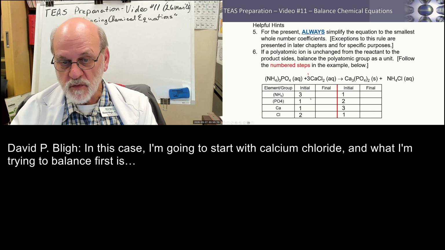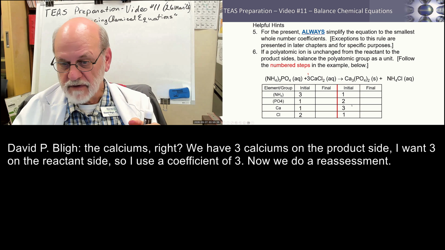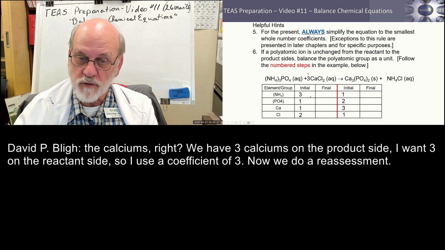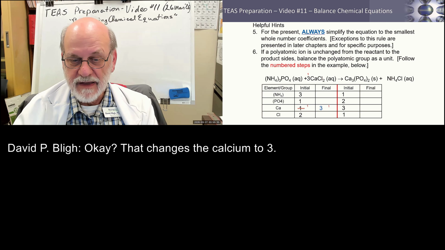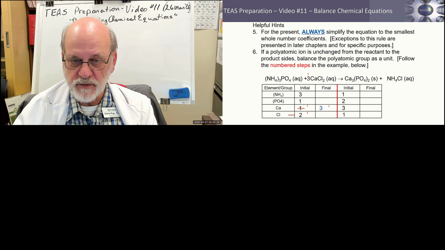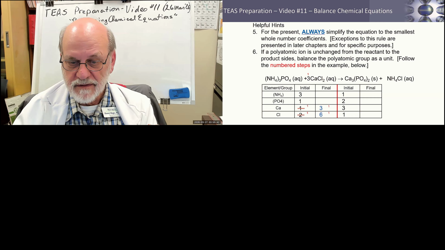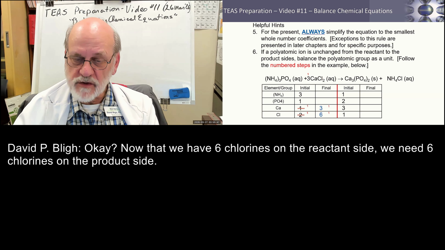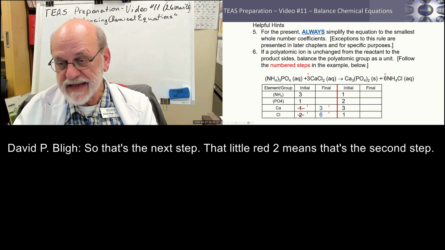In this case, I'm going to start with calcium chloride. And what I'm trying to balance first is the calciums, right? We have 3 calciums on the product side. I want 3 on the reactant side, so I use a coefficient of 3. Now we do a reassessment. Okay, that changes the calcium to 3 and changes the chlorine to 6. Okay, now that we have 6 chlorines on the reactant side, we need 6 chlorines on the product side.